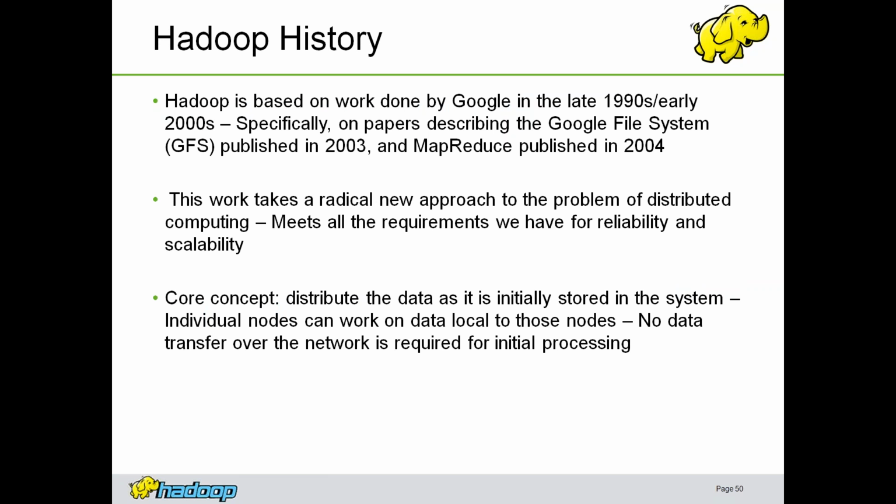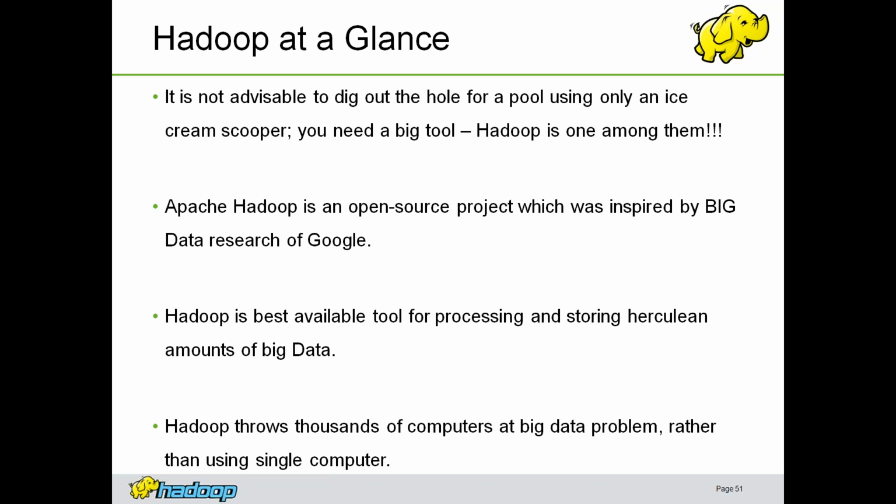The Apache history started from the Google File System, published in 2003, and then MapReduce, published in 2004. Both of these things we already discussed. So I'm moving to the next slide.